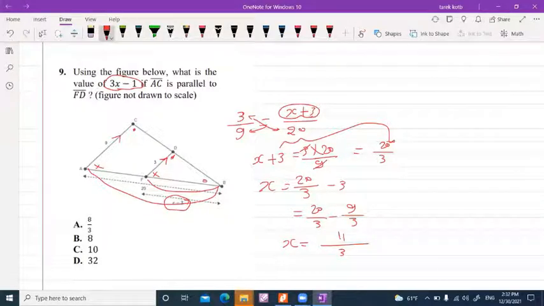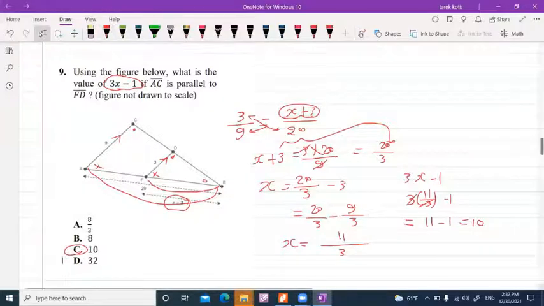Since you have the value of x, you want to get the value of 3x minus 1. 3x minus 1 is equal to 3 times 11 over 3 minus 1. The 3 cancels the 3, so it will be 11 minus 1, which is 10. Yes, this is the 10.